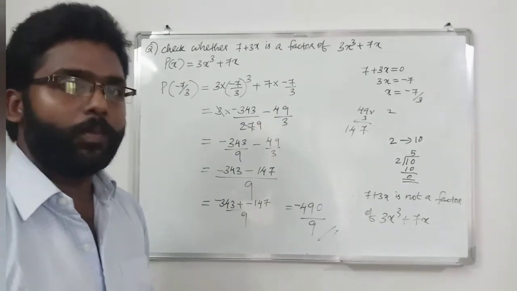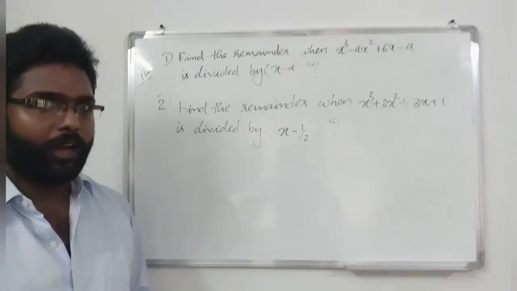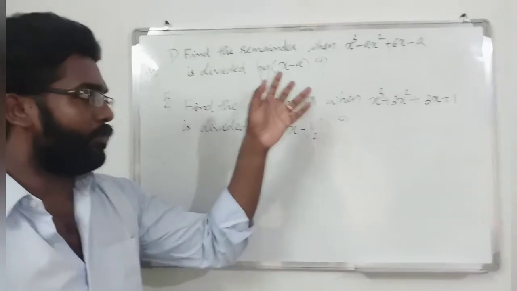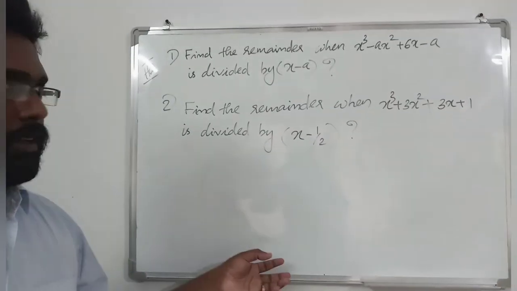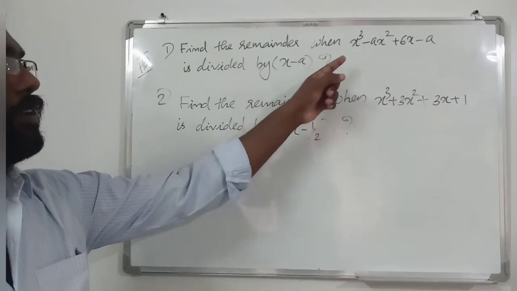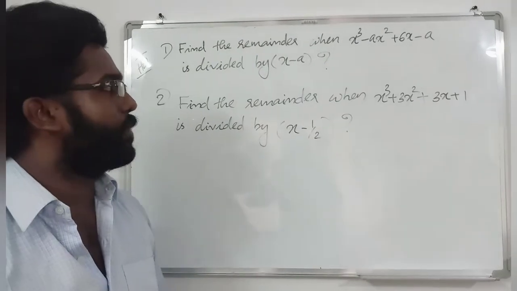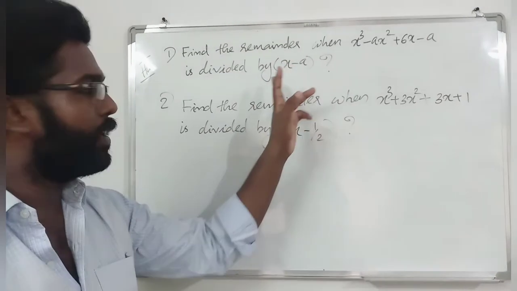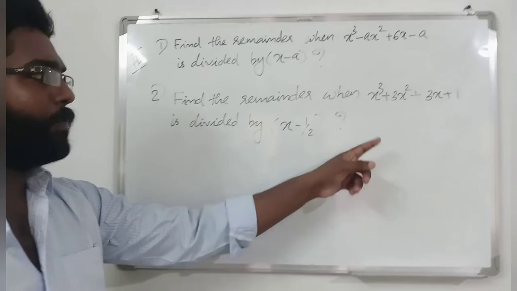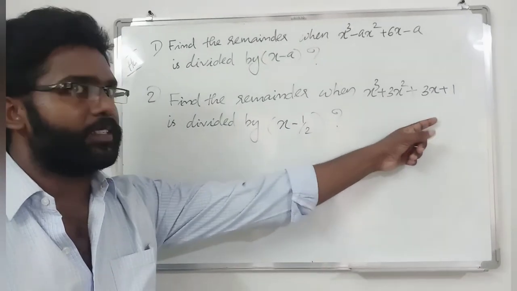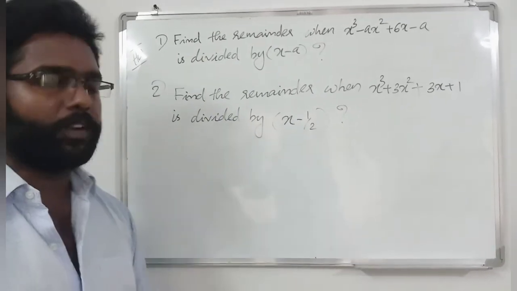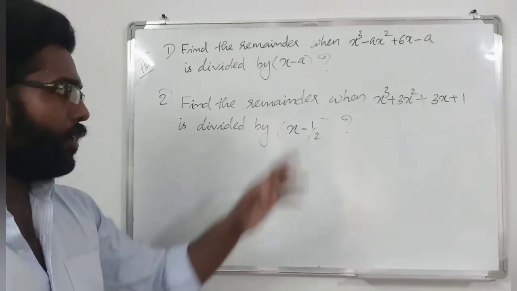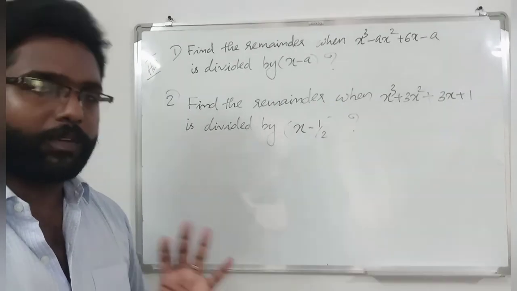Okay, I'll give you two homework questions based on the remainder theorem. First question: find the remainder when x cube minus ax square plus 6x minus a is divided by x minus a. Second one: find the remainder when x cube plus 3x square plus 3x plus 1 is divided by x minus 1 by 2. Do it yourself only, don't copy from anywhere.